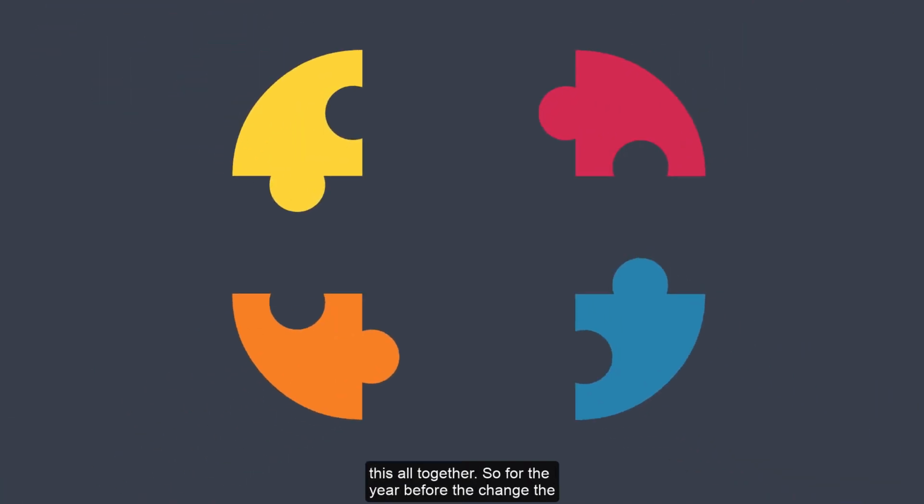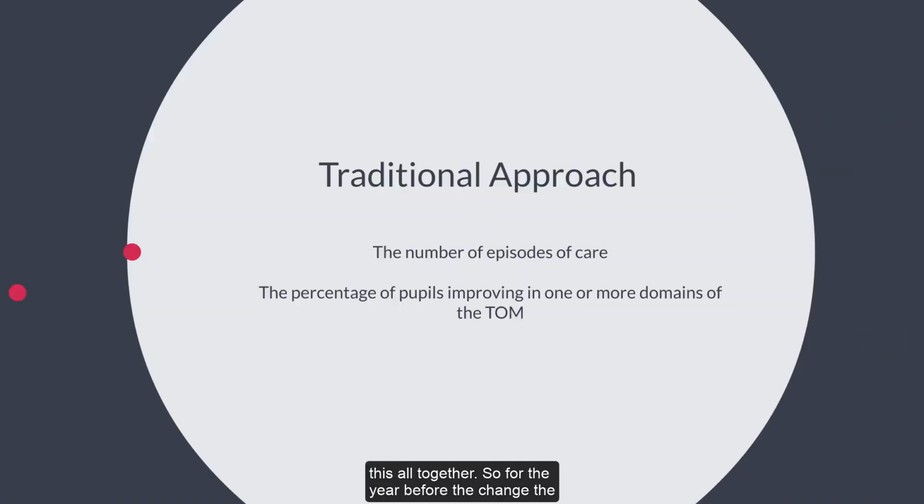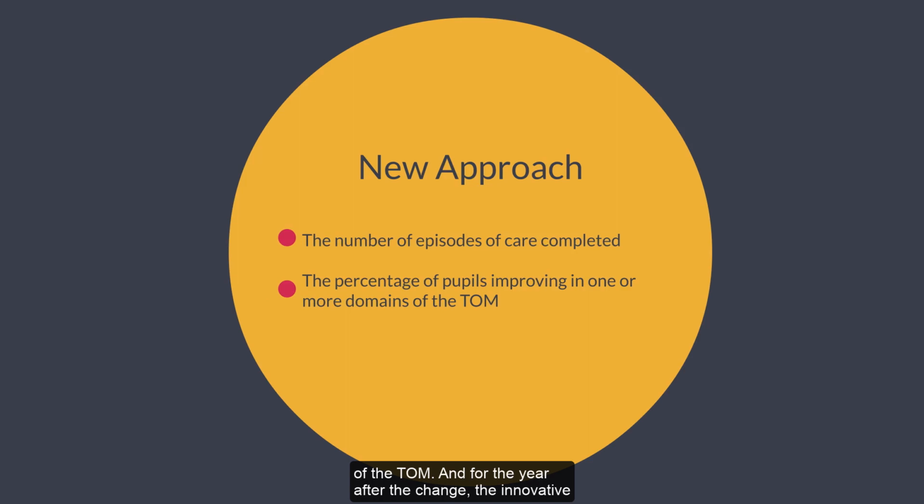Now let's put this all together. So for the year before the change, the traditional approach, we need the number of episodes of care and the percentage of pupils improving in one or more domains of the TOM. And for the year after the change, the innovative approach, we need the same information, so the number of episodes of care completed and the percentage of pupils improving in one or more domains of the TOM. Now, root users can obtain this information automatically through running root reports. Otherwise, you may need to compile data in spreadsheets and perform some basic mathematical operations.